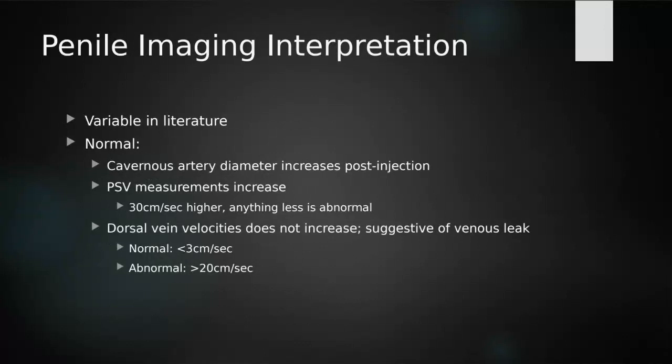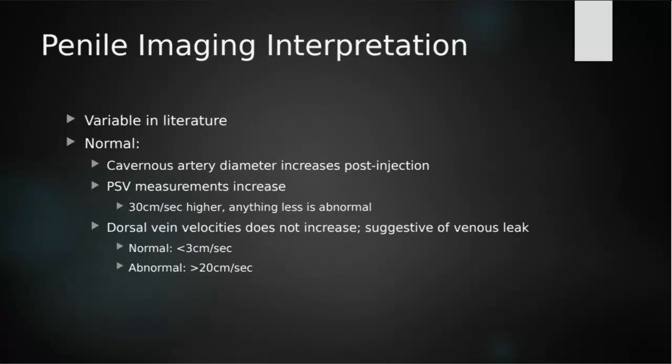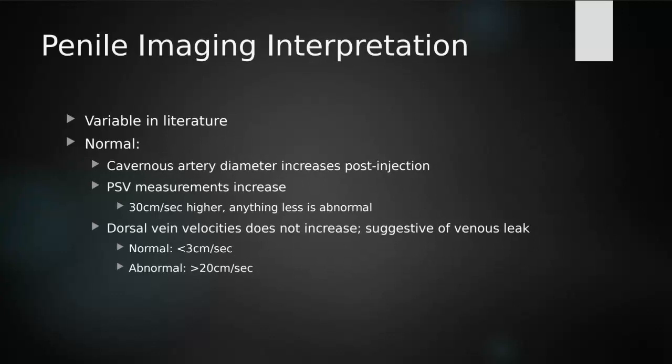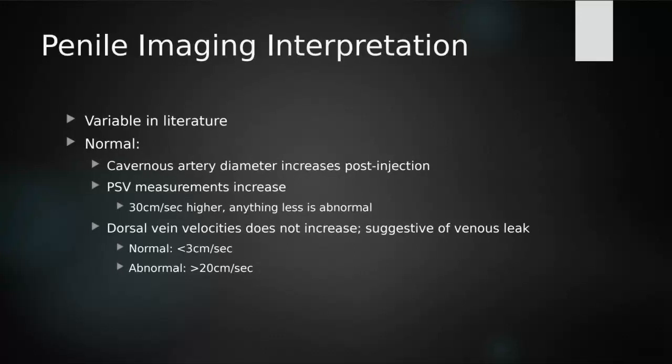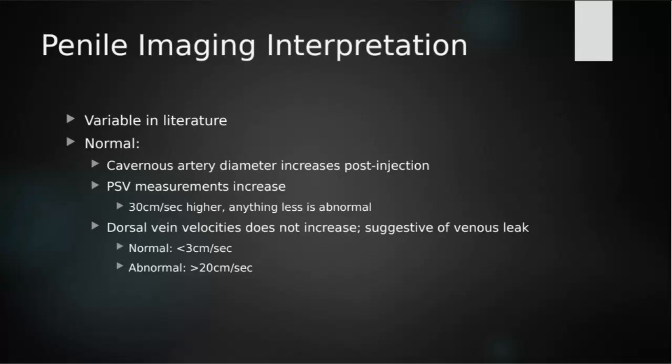So here's our interpretation of the invasive type of penile imaging. We want to see that the cavernous artery diameter increases post-injection. That would mean that it's allowing for more arterial flow to get into the penile tissue. We're also going to see an increase in the PSV measurements of our cavernous arteries. We want to see at least an increase of 30 centimeters per second. Anything less than that is going to be abnormal. And if our dorsal vein velocity does not increase, that is suggestive of a venous leak. That's saying that the vein is not working properly and it's not returning as much blood flow as it's getting from that injection, from that medically induced erection and cavernous artery increase.